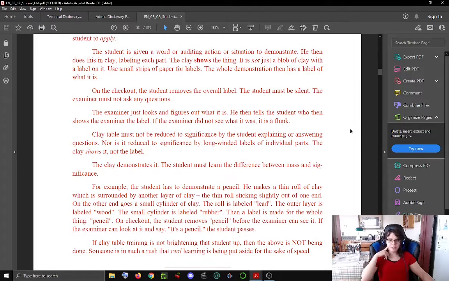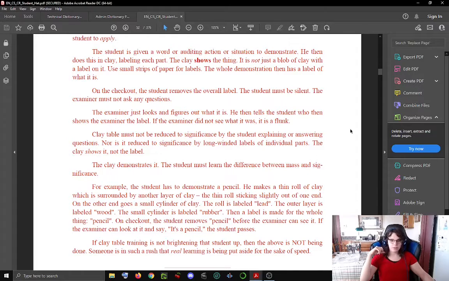For example, the student has to demonstrate a pencil. He makes a thin roll of clay which is surrounded by another layer of clay, the thin roll sticking slightly out of one end. On the other end goes a small cylinder of clay. The roll is labeled lead. The outer layer is labeled wood. The small cylinder is labeled rubber. Thus a label is made for the whole thing, pencil.